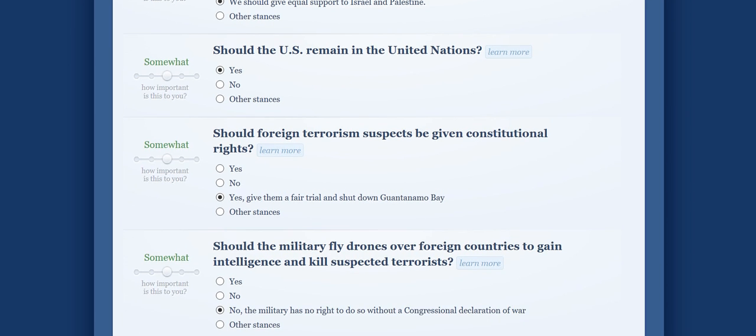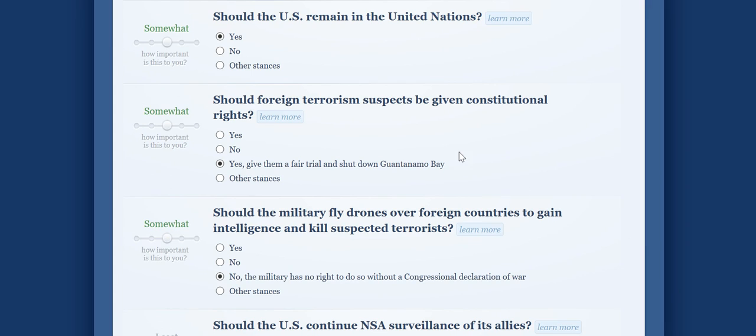Should foreign terrorism suspects be given constitutional rights? Now, here's the thing on this one, man. The way our Constitution works, it's a restriction on government. So, like in the First Amendment when they say you have a right to free speech, free press, free protest, that means the government cannot restrict your speech or the press or your protest. So the same thing applies for due process and habeas corpus.